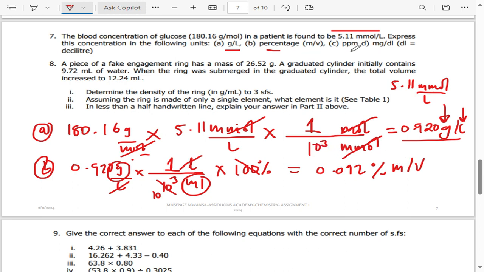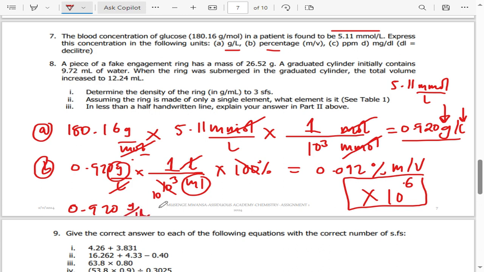And then the next one, I want to find the answer now in parts per million. In parts per million again, all you do is get your answer, you multiply by a million. A million is 10 to the power 6. Okay. And then also in milligrams per deciliter. Milligrams per deciliter. The answer is already given. This answer that you can see is 0.920. It is in grams per liter. Just convert it to milligrams per deciliter.